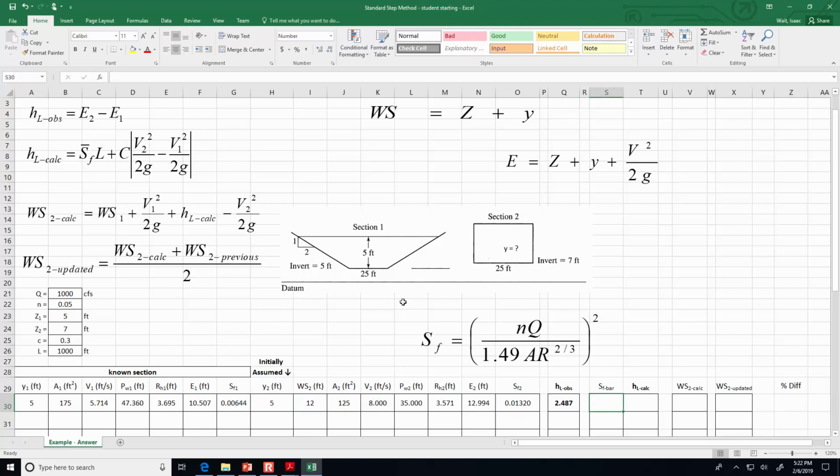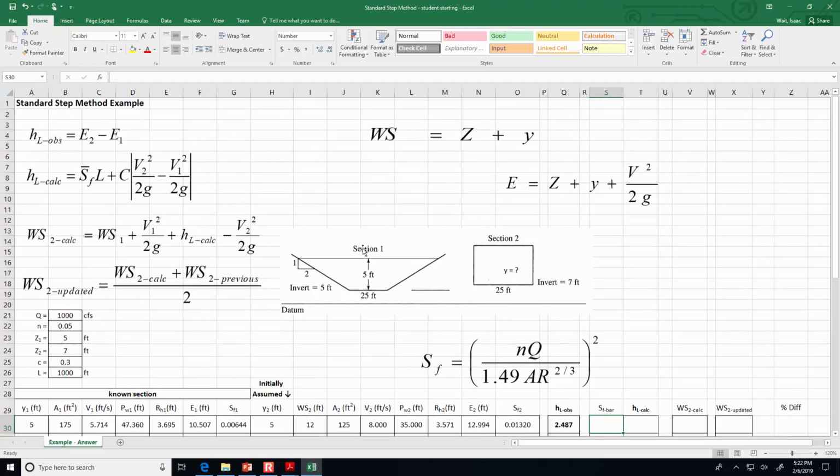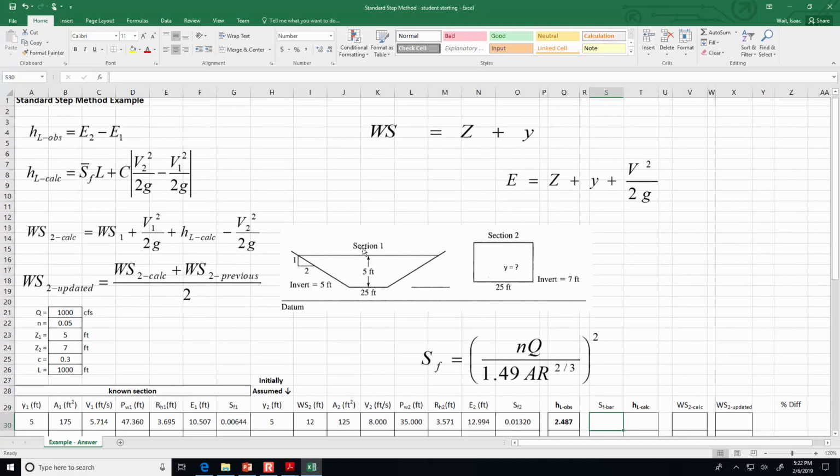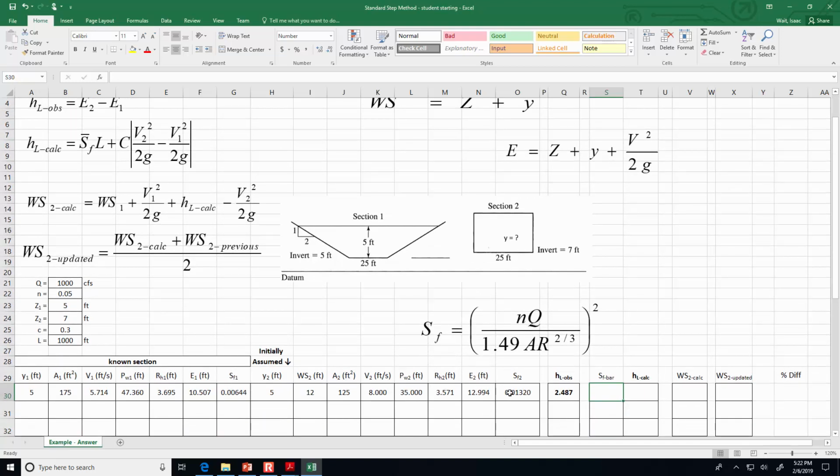And now the S_F bar, the average slope of the energy grade line. What we're going to do is take the average of these two values, and that's telling us the average slope between the two sections. And so it equals this plus that divided by 2. That'll give us the average slope of the energy grade line.